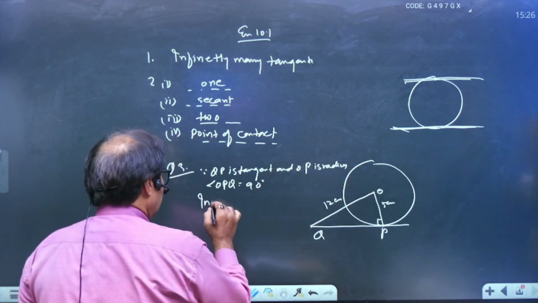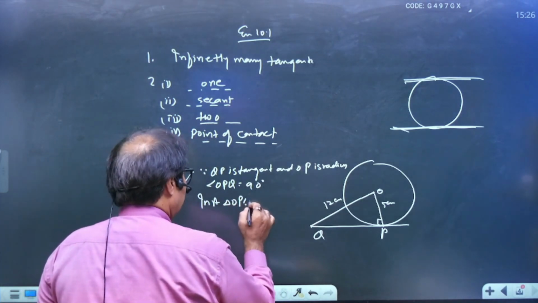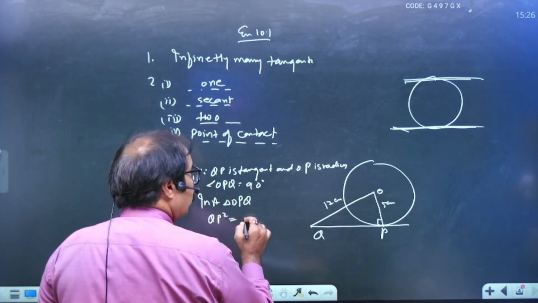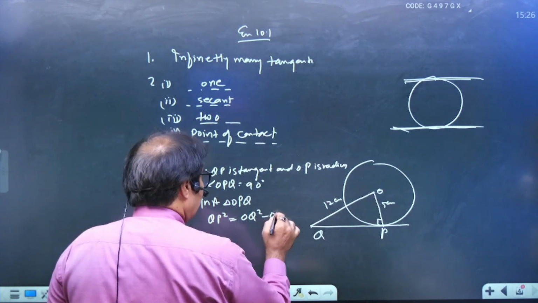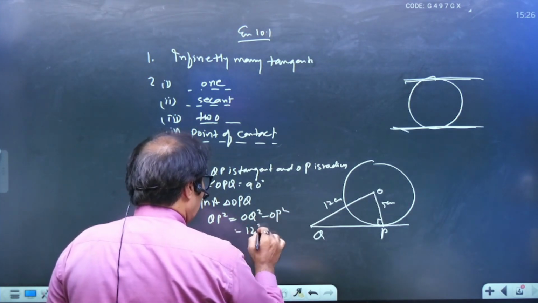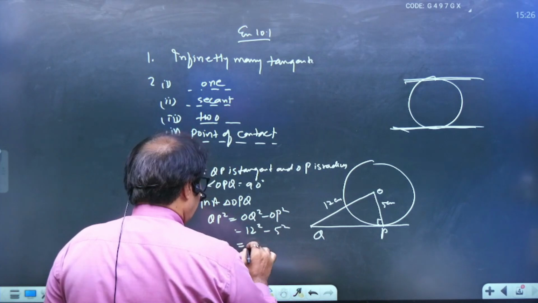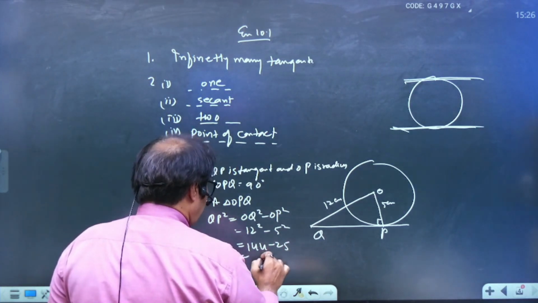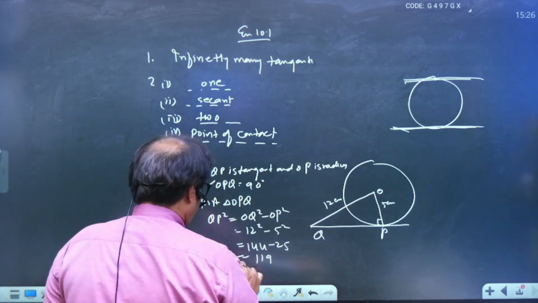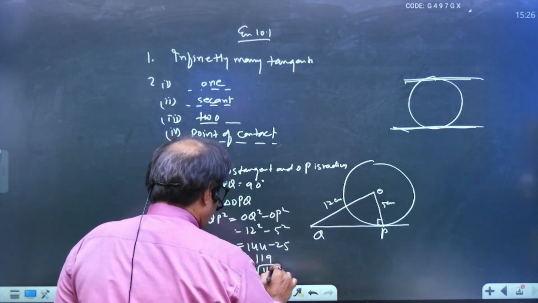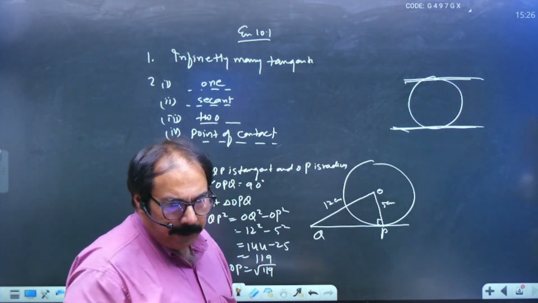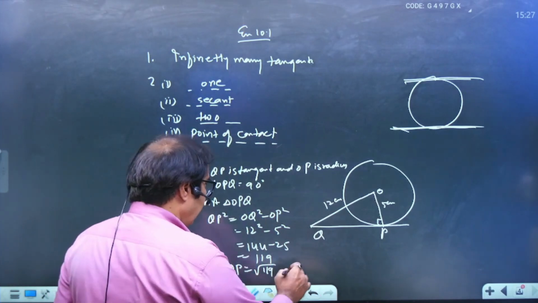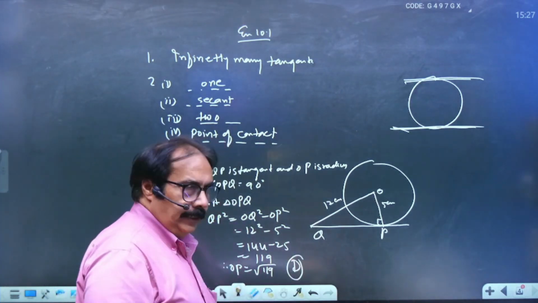Now in right triangle OPQ, apply the Pythagoras theorem. QP square is equal to OQ square minus OP square. So this is 12 square minus 5 square, 144 minus 25, which is 119. Therefore PQ is equal to root over 119. Your options are: A is 12, B is 13, C is 8.5 and D is root 119. So the correct option is D.